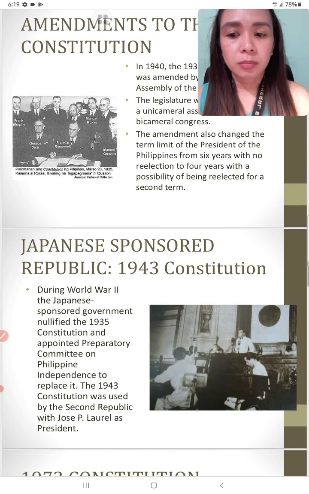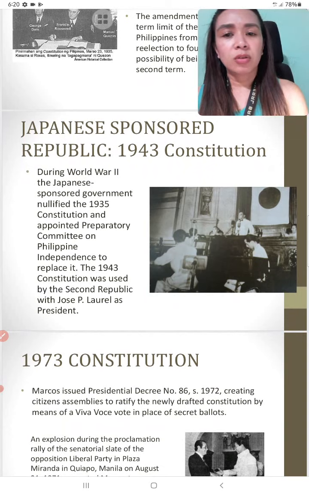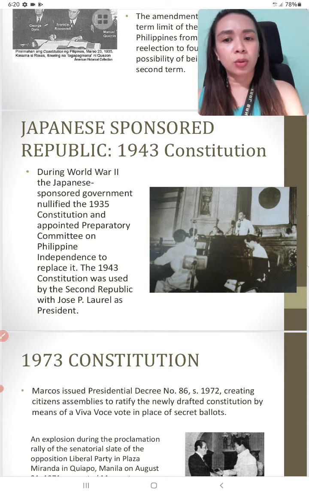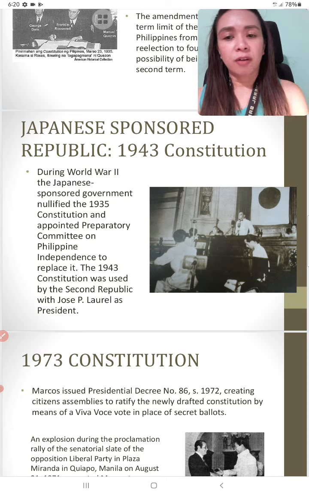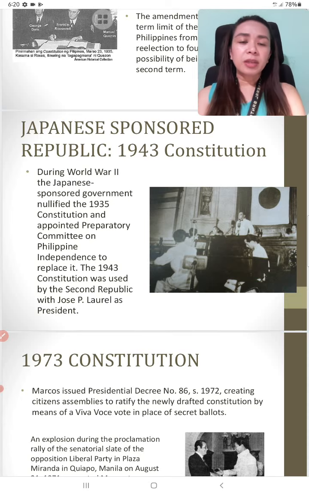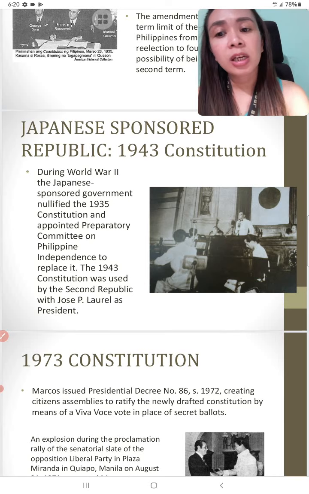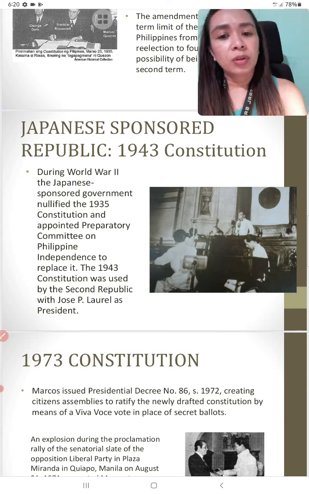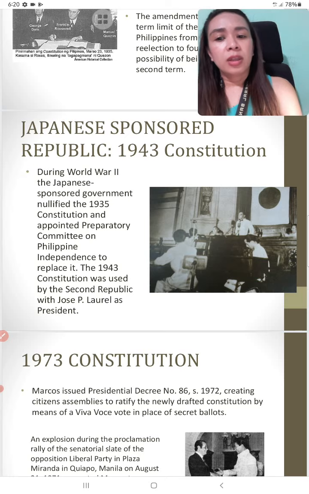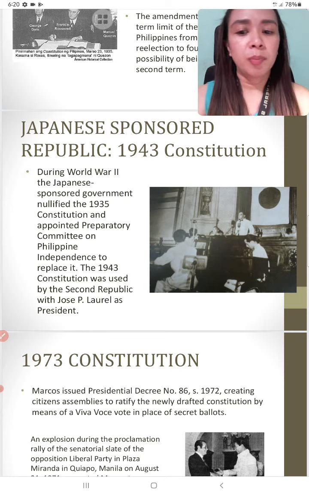So after the amendments in the 1935 Constitution, meron tayong Japanese-sponsored republic na gumawa naman nung 1943 Constitution natin, and this was during World War II, no, or our Japanese-sponsored government. Yung Japanese-sponsored government natin that time nullified the 1935 Constitution and nag-create ng bagong type of government, no, ni-replace yung 1935 ng 1943 Constitution, and this was dubbed as the Second Republic of the Philippines, with Jose P. Laurel as the president. Nandyan sa picture. Okay?